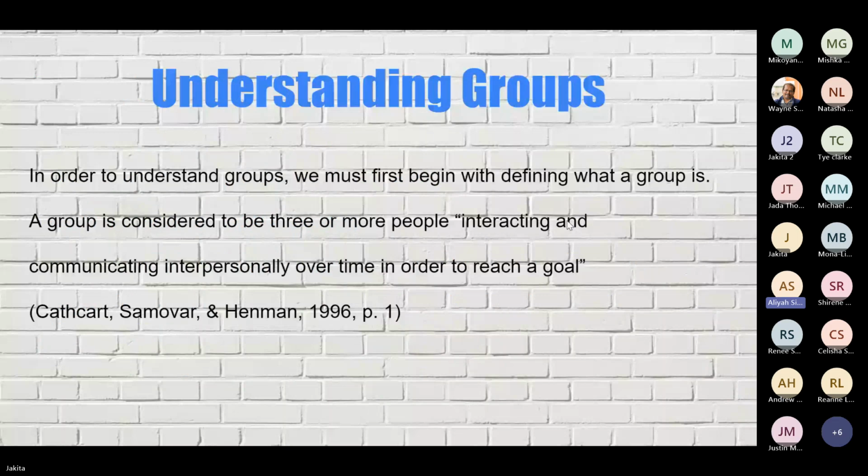So, understanding groups. In order to understand groups, we must first begin with defining what a group is. A group is considered to be three or more people interacting and communicating interpersonally over time in order to reach a goal.